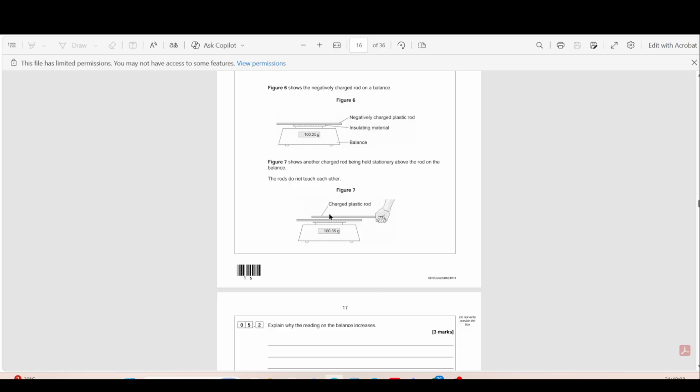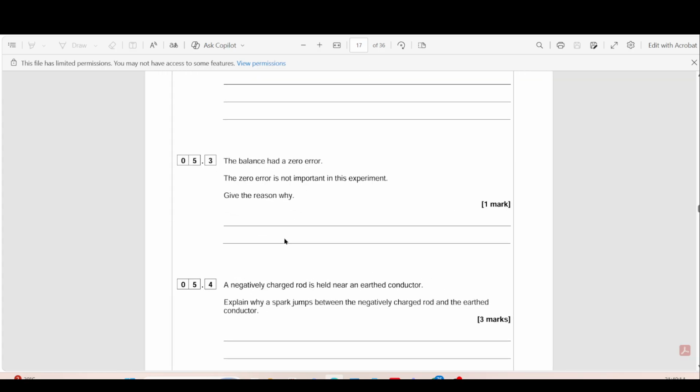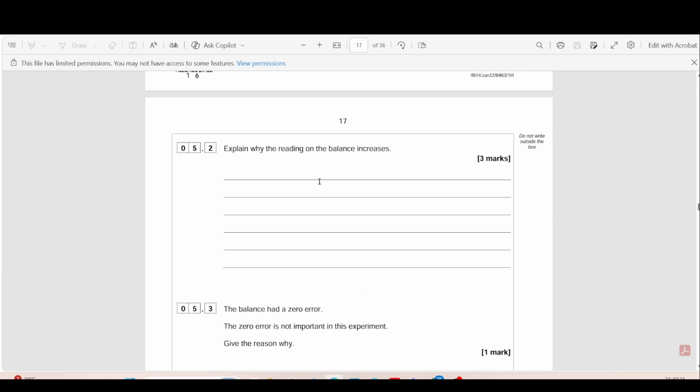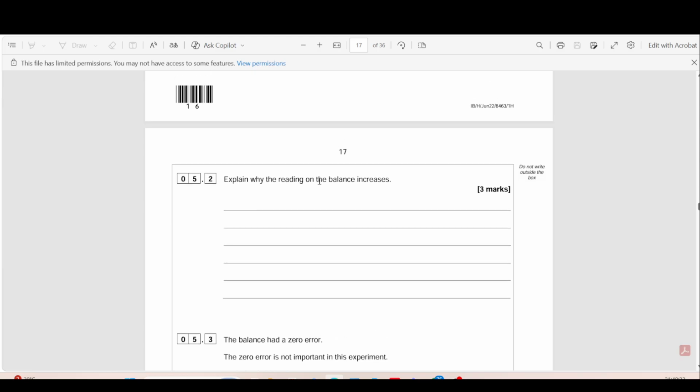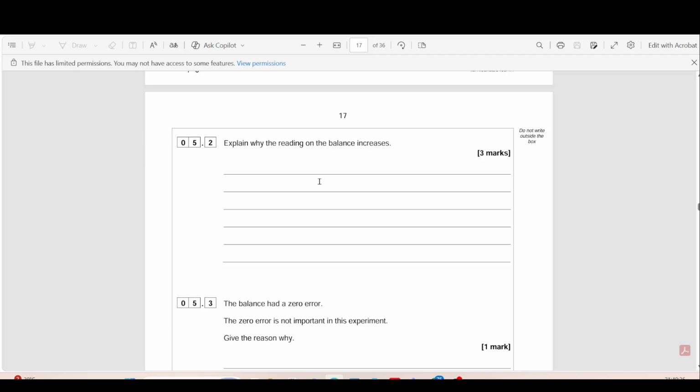The balance has a zero error. The zero error is not important in this experiment. Give the reason why. If the balance is... not important.